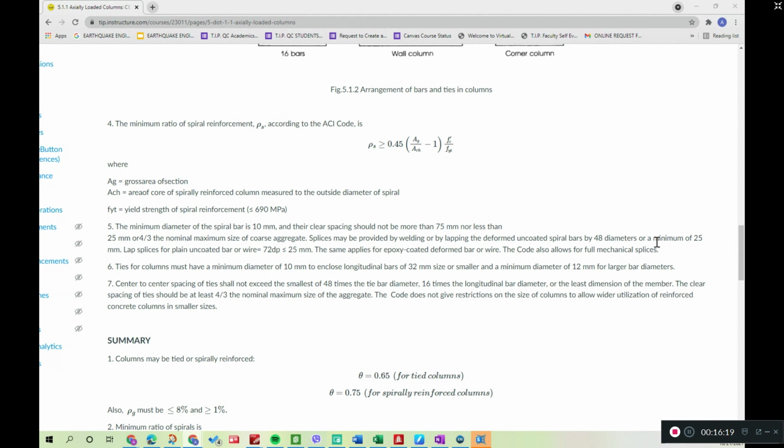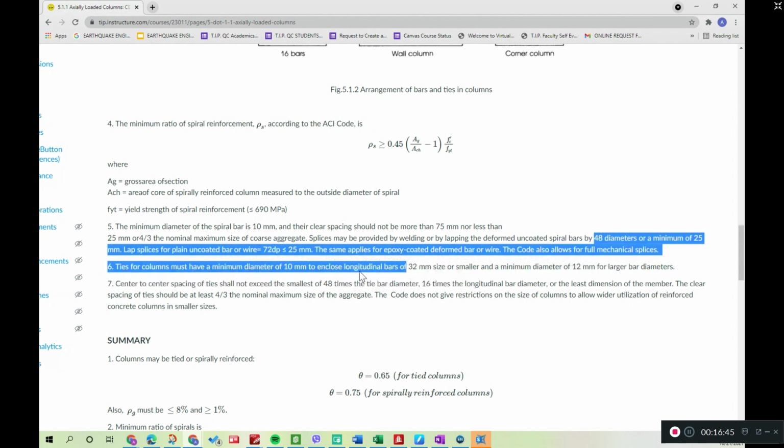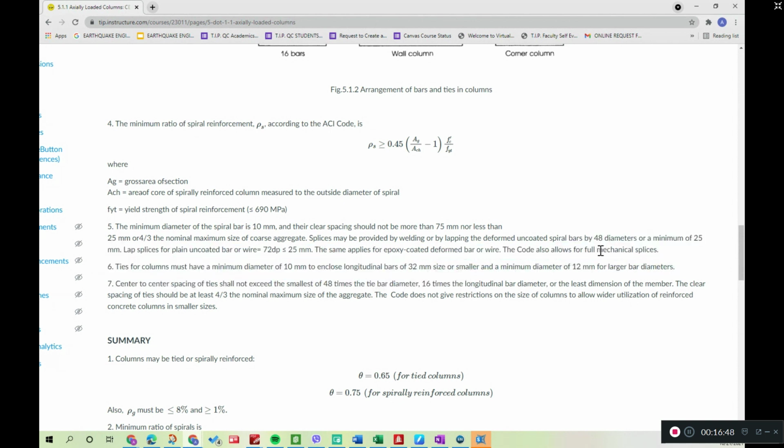Or a minimum of 25 mm. Minimum 25 mm. Provide 48 diameter or a minimum of 25 mm. So that's important. Anyway, are you not wondering here, or it's just fine with you? Anyway, 48 bar diameter or 48 diameter of the tie or the lateral ties.